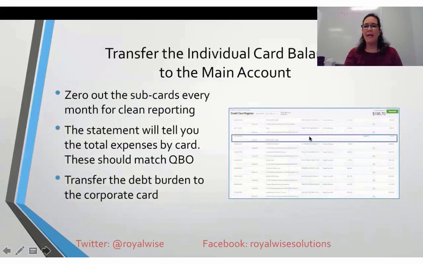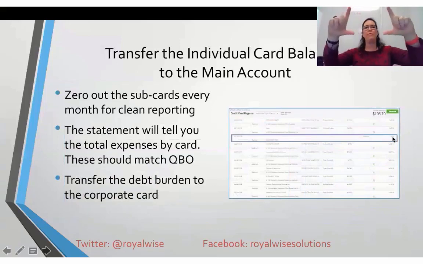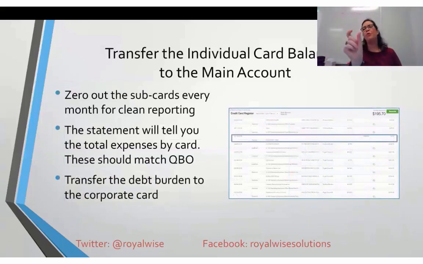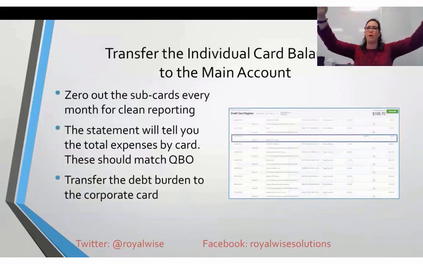And so you make an extra transfer, and then what that does is it should match what's on the statement, because your statement is frequently broken out by each individual person's card. And so whatever the total spending was for that particular month, you make that transfer with the statement ending date from the corporate card to the individual card for that dollar amount, and it will zero it out to the month. Then when you reconcile, again, you reconcile just the corporate card.